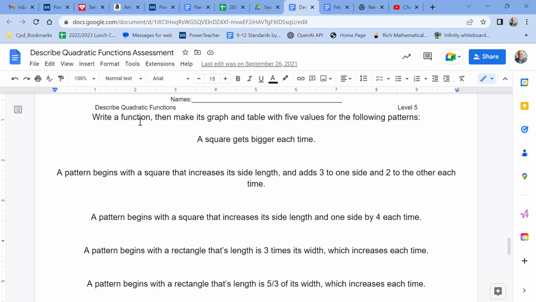it says write a function, or this level says write a function, make its graph and table with 5 values. So I just did that for this one. And what you need to do is recognize, how did I do this?